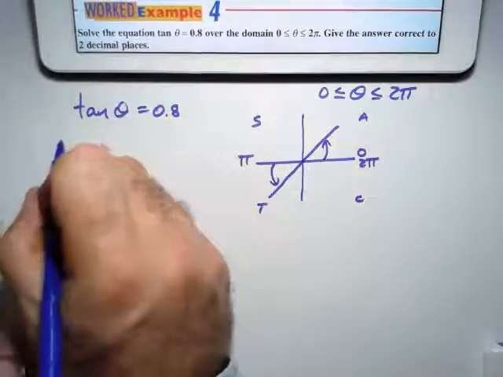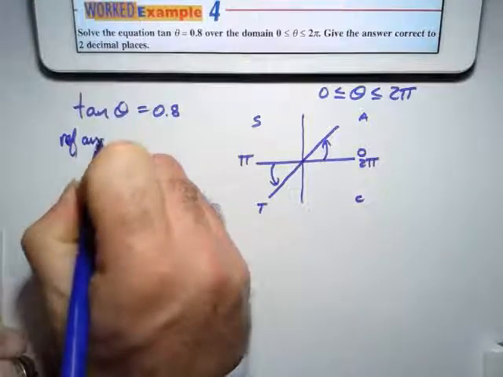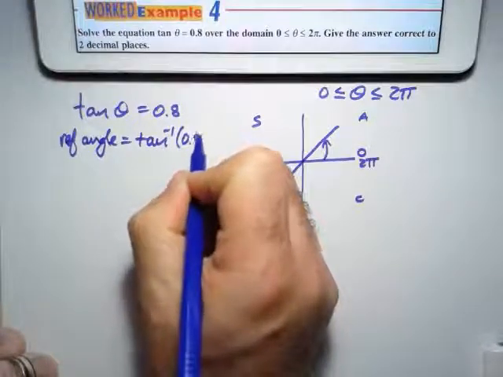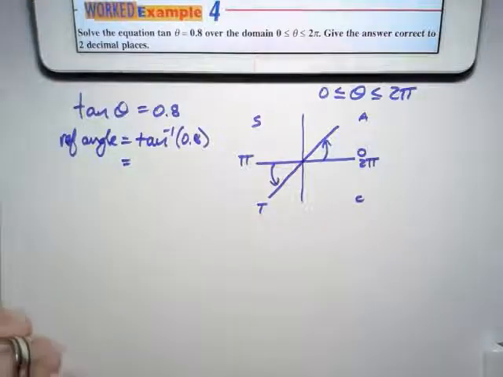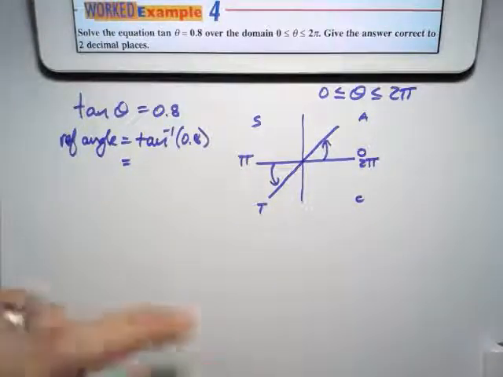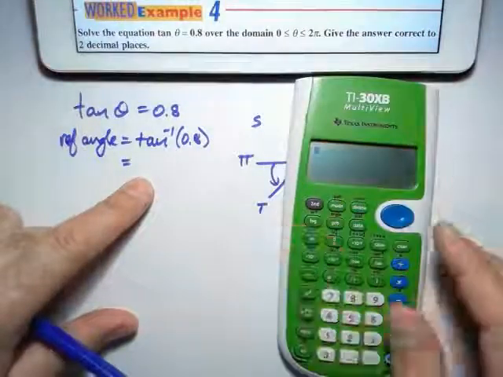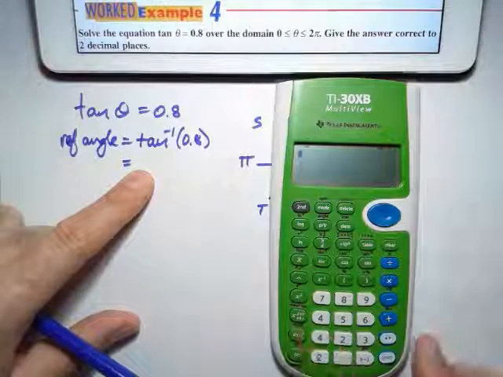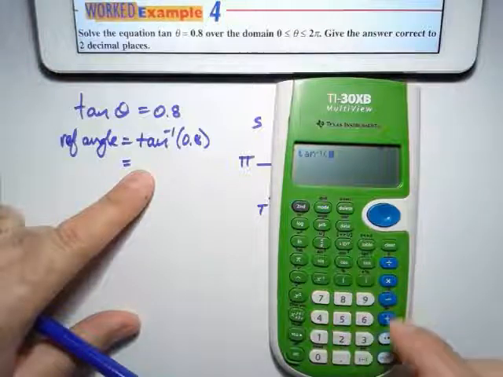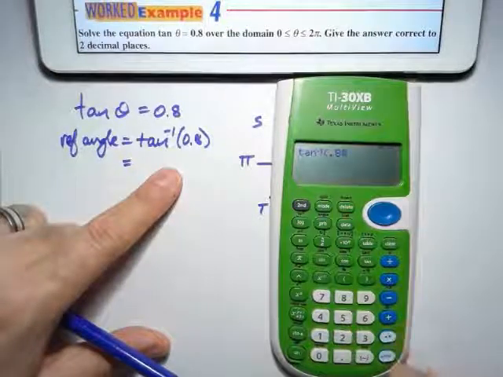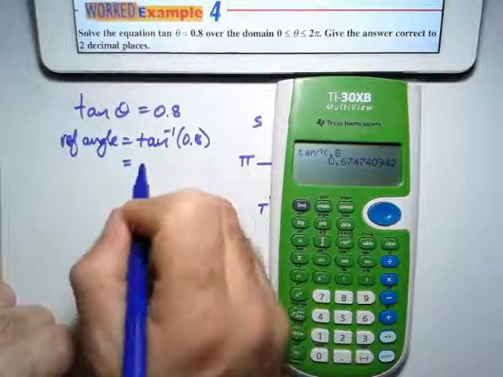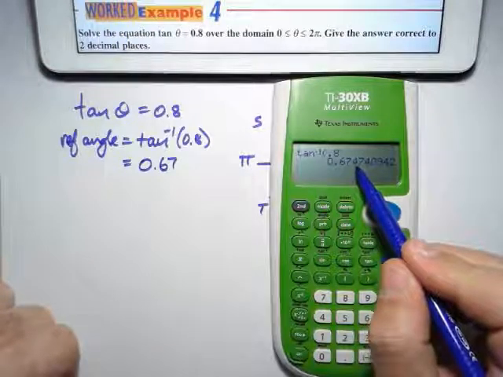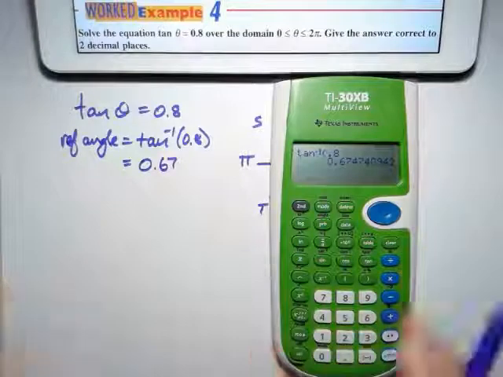So let's go. I go reference angle equals the inverse tan of 0.8. Now inverse tan is also named arctan. So if you ever hear arctan, I use it a lot. It means the inverse tan. Go to my calculator. My calculator is in radians. Just double check. I go second function, inverse tan of 0.8, enter, and my answer is, they say to 2 decimal places, 0.67. 2 decimal places, I look at the third decimal, it's smaller than 5, so it stays 0.67.